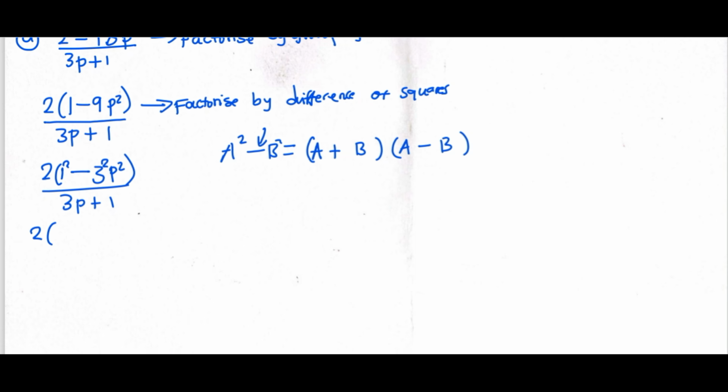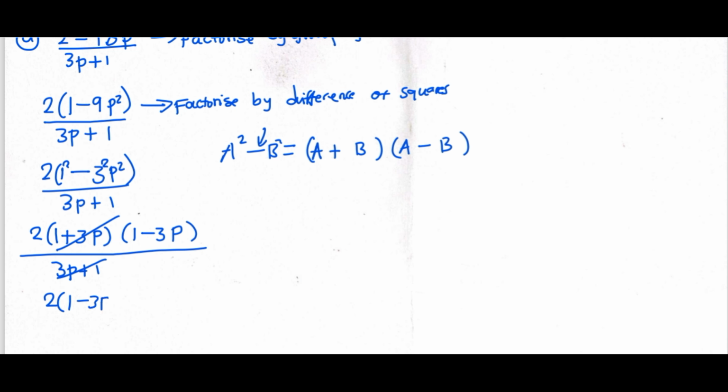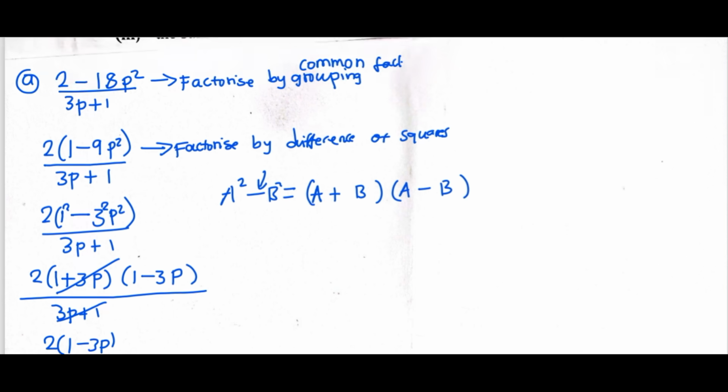So we need to open these two pairs of brackets, with plus and minus. You can see that these two are the same, so we can cancel. Our final answer is 2, 1 minus 3p. So we have simplified this problem.